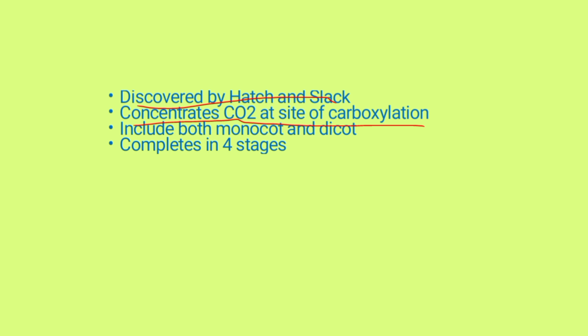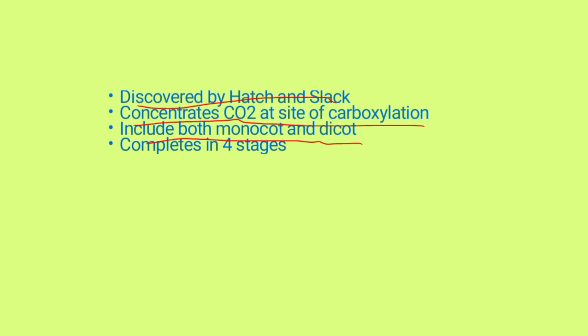Plants that have a C4 cycle are called C4 plants. It includes both monocots and dicots, and the C4 cycle is particularly prominent in Gramineae, Chenopodiaceae and Cyperaceae family.